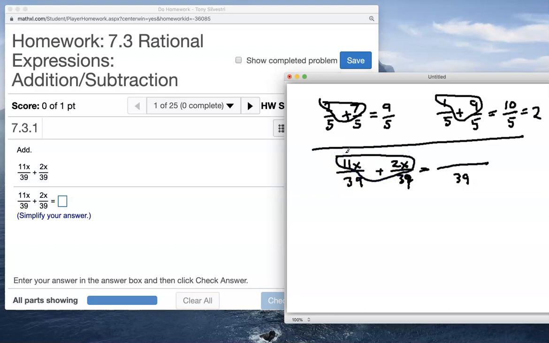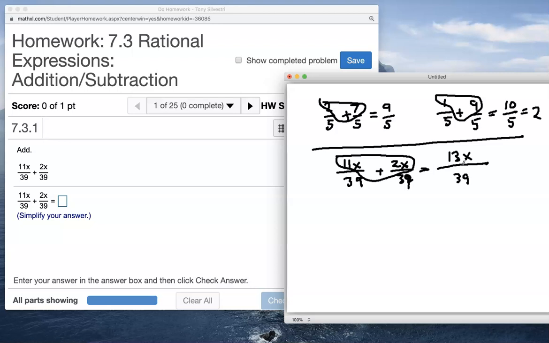It's the same addition that you would do in Algebra 1 with like terms. I see 11x plus 2x is 13x. Now, don't enter that, because that's not going to be correct, because you could simplify this. You'll always have to simplify fractions. That's the issue with fractions. They always have to be simplified.